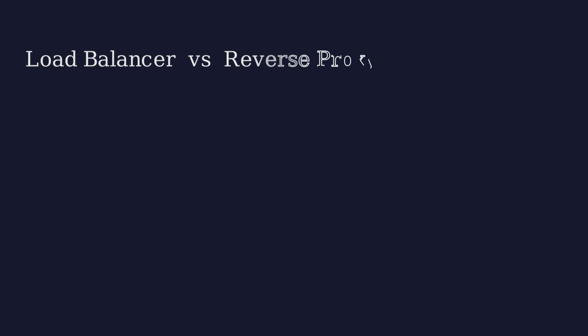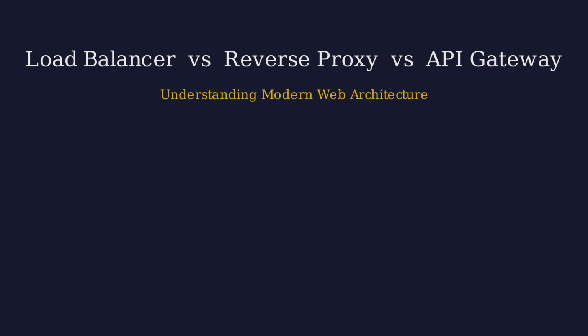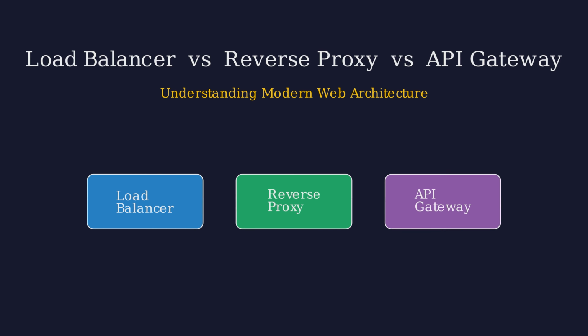Hey there! If you've ever wondered about the difference between a load balancer, a reverse proxy, and an API gateway, you're not alone. These three components are fundamental to modern web architecture, but they're often confused with each other, and for good reason. They actually have overlapping functionality. Today, we're going to break down exactly what each one does, when to use them, and how they're different.